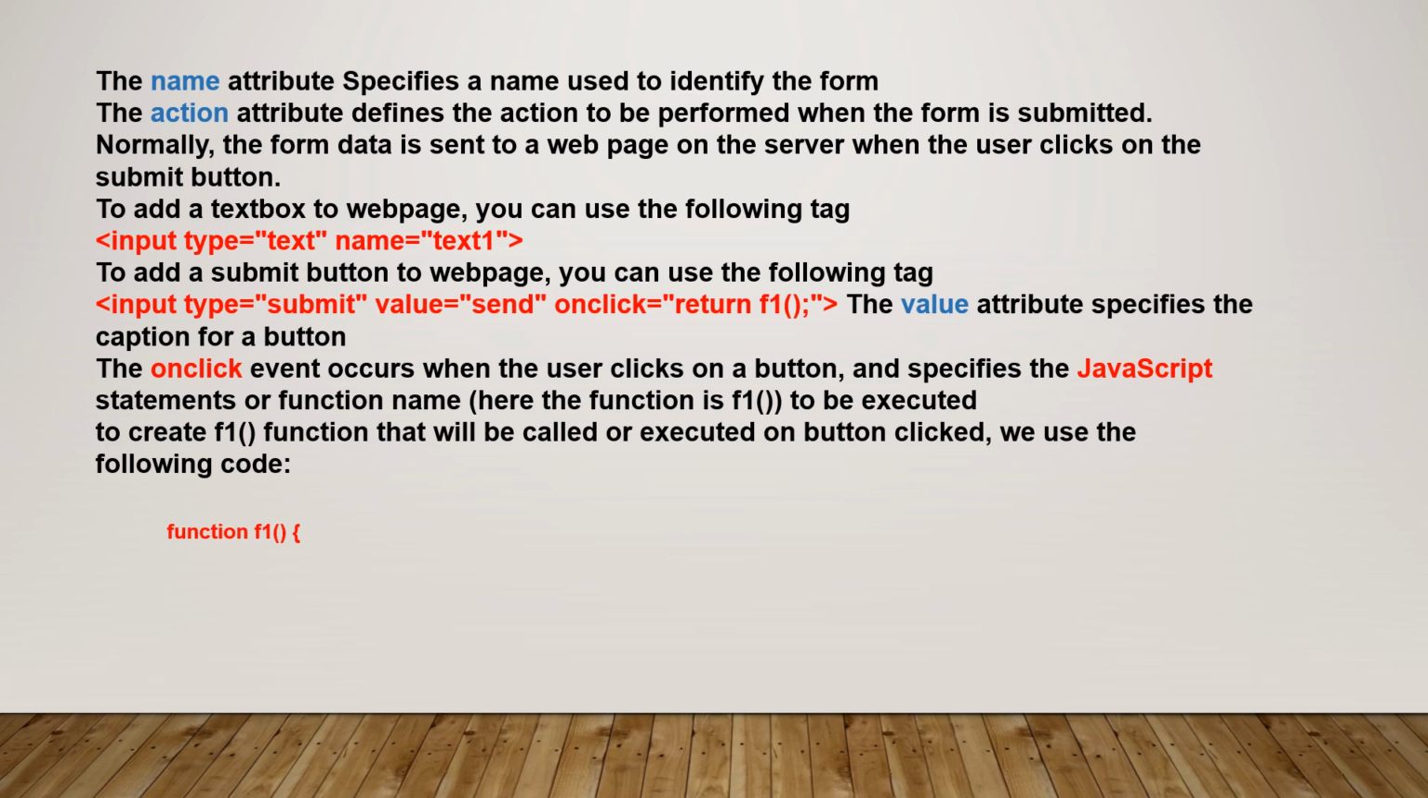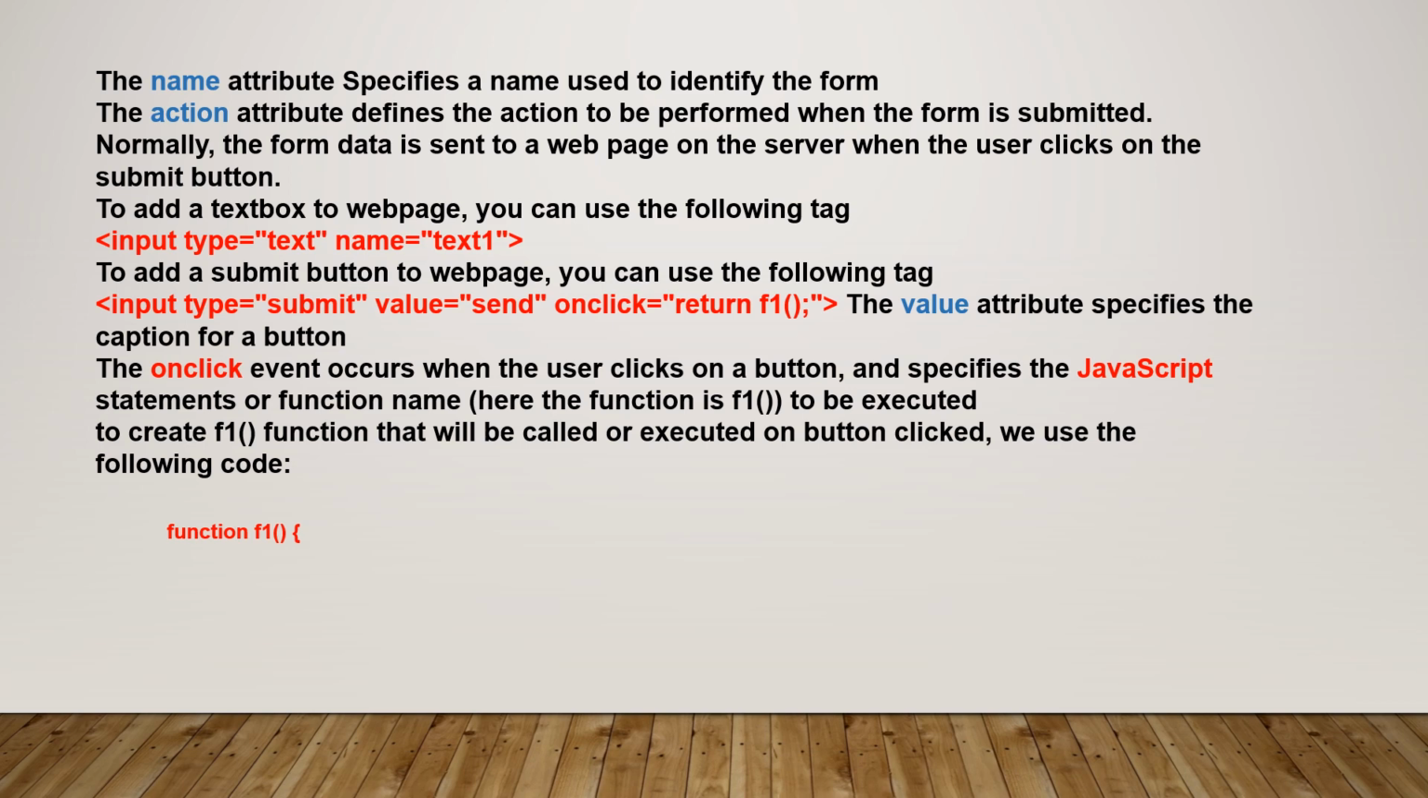Normally, the form data is sent to a web page on the server when the user clicks on the submit button. To add a text box to web page, you can use the following tag: <input type="text" name="text1">. To add a submit button to web page, you can use the following tag: <input type="submit" value="send" onclick="return F1()">.